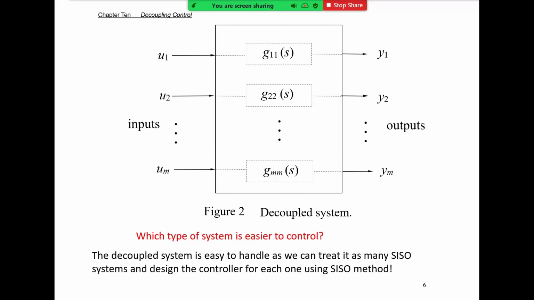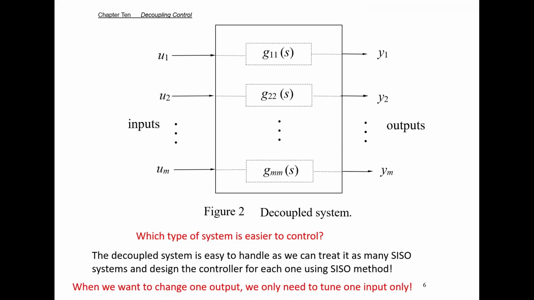And also in a very complex way, such that only the first output will be changed, but the other outputs will keep the same. That will make it very complicated. So this is the beauty of the decoupled system, right? When we want to change one output, we only need to tune one input. So that is why today we want to spend some time on how we try to achieve decoupling for our coupled system.